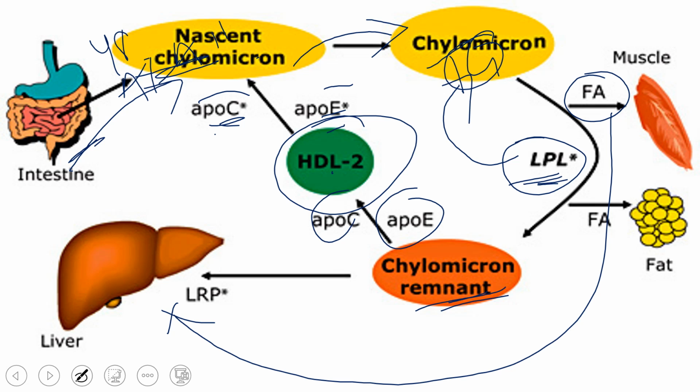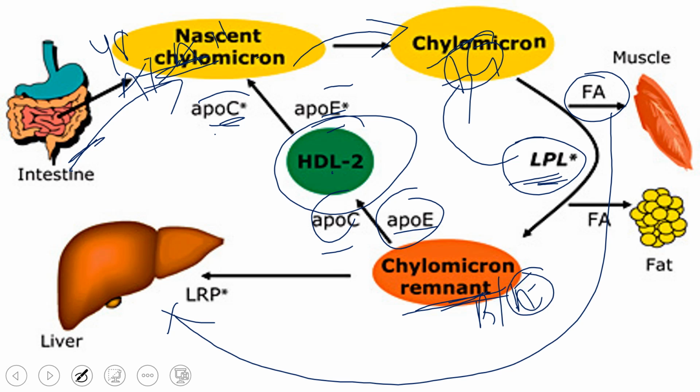It does not have ApoC, ApoE. Again, it is similar to the nascent chylomicron. The only difference between the nascent chylomicron and the chylomicron remnant is that the nascent chylomicron had a huge amount of triglyceride, whereas the chylomicron remnant has less triglyceride. This chylomicron remnant still has B48 and some amount of ApoE.